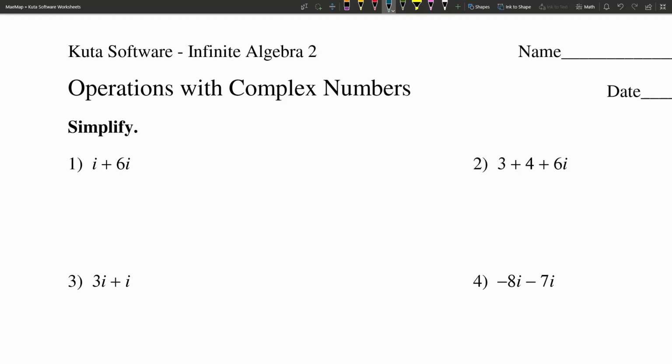In this video, we're going to complete the KutaSoftware Infinite Algebra 2 free worksheet, operations with complex numbers. Our direction for this first set is to simplify. Now, before we really dive in, let's quickly talk about a complex number.